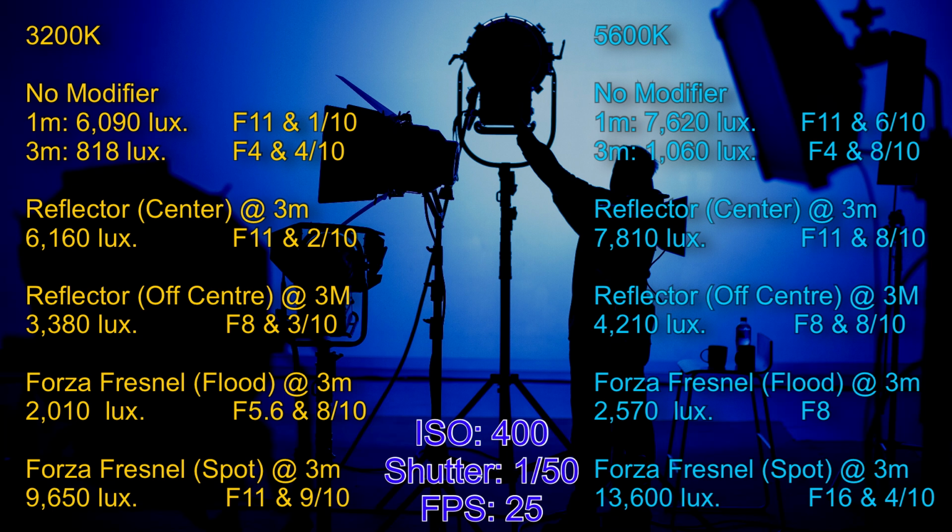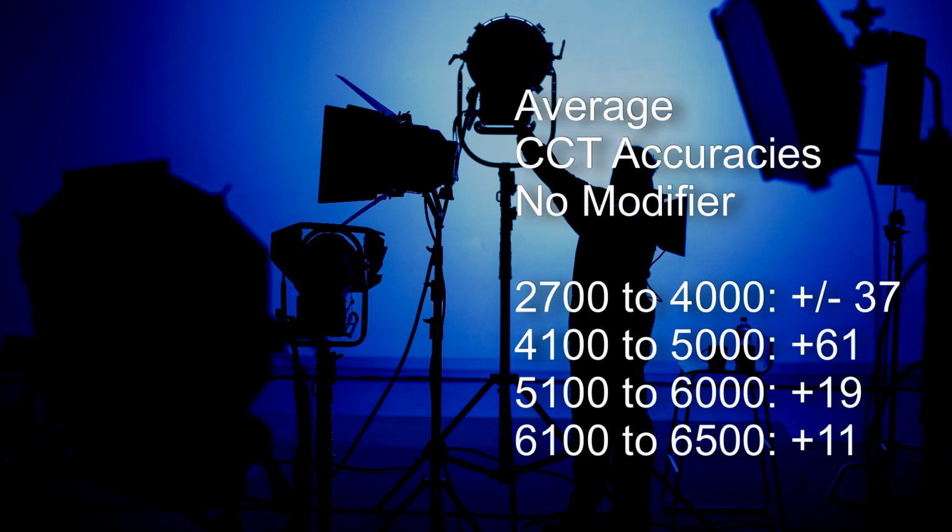light off the reflector. When using the Forza Fresnel, I got 2.4 times the amount of light in flood and a little bit over 12 times the amount of light in spot. Now let's take a look at the CCT average accuracies, and they're quite surprising.